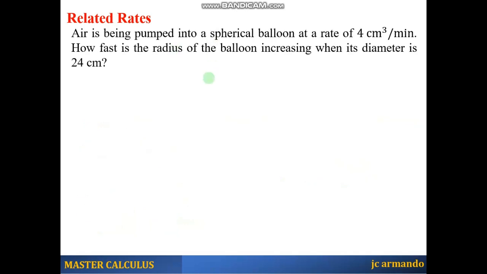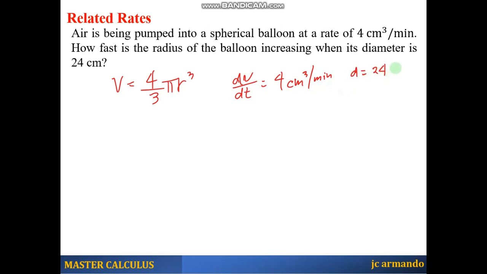Okay, how about this one? Air is being pumped into a spherical balloon at a rate of 4 cubic centimeters per minute. How fast is the radius of the balloon increasing when its diameter is 24 centimeters? So, volume of the balloon. So, we have 4/3 pi r cubed. So, ang given natin is dV dt, which is 4 centimeters cubed per minute. Then, merong given pa na 24, which is the diameter, centimeters. Therefore, half of this is the radius, which is 12 centimeters.